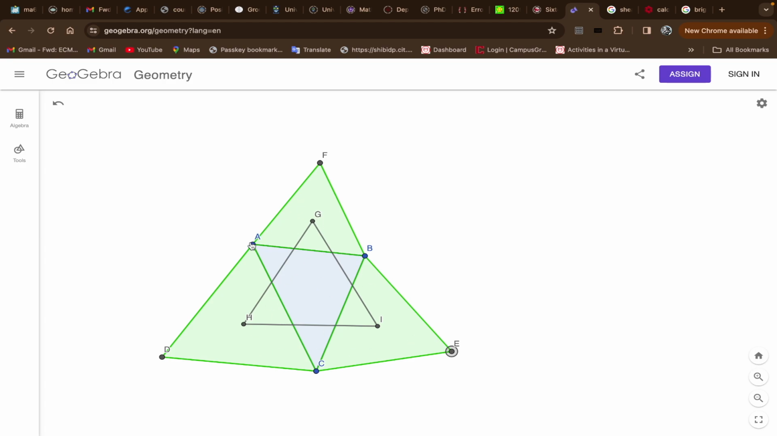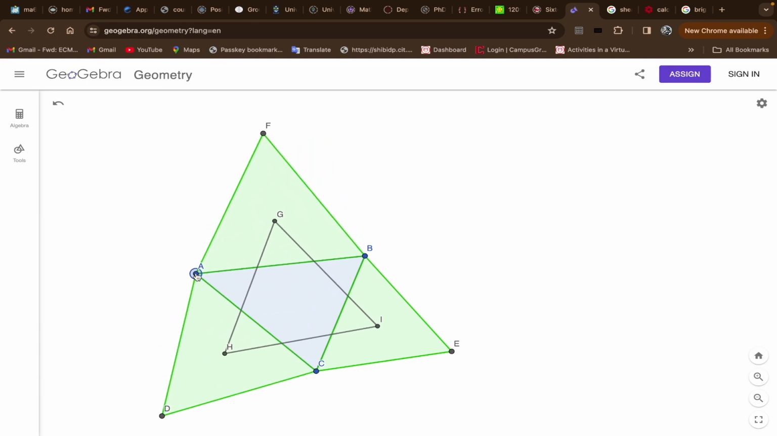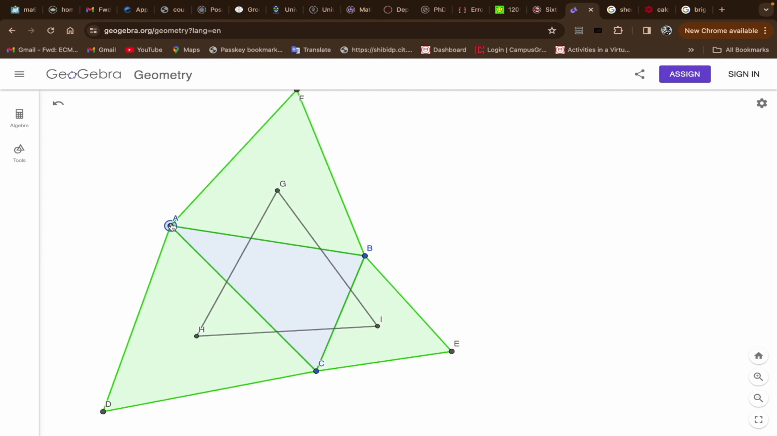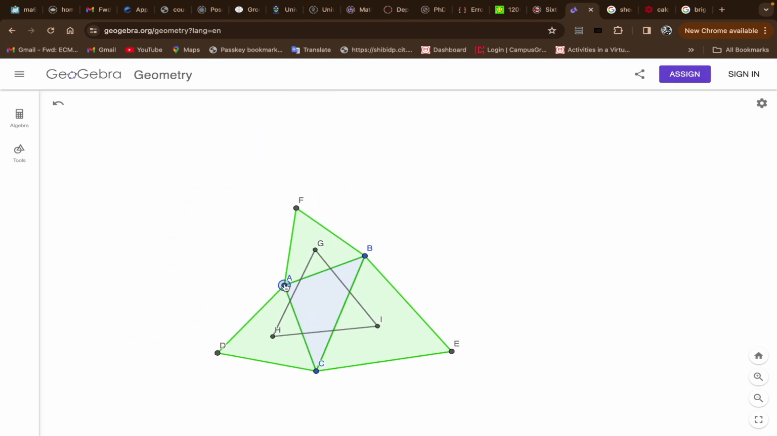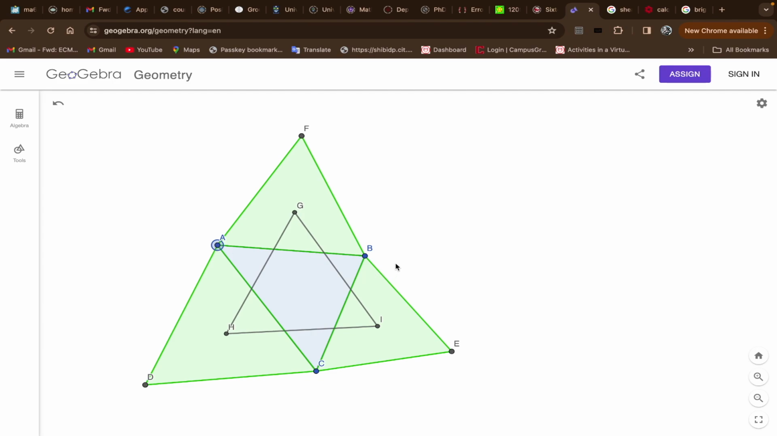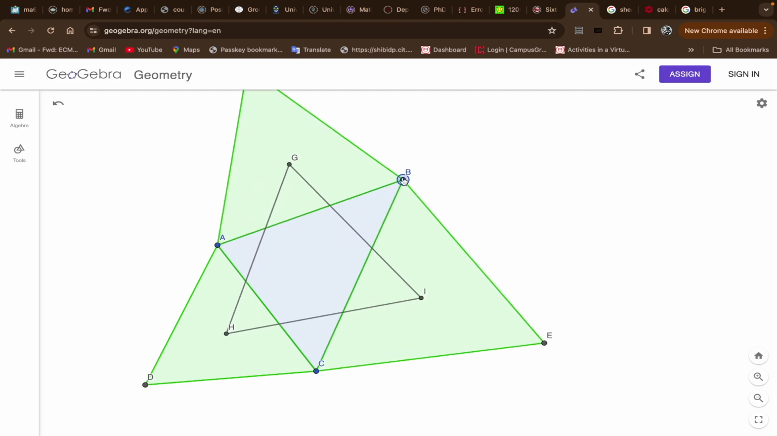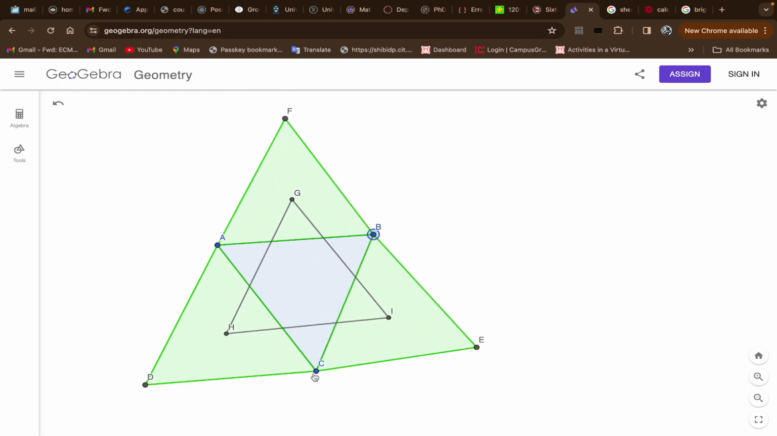So let's see, we're changing, but you see the distance between GH, HI and IG is the same. They're always equidistant from one another, no matter what I do to A. And let's play with B. Yes, see, nothing really is happening. They're all expanding and contracting by the same rates, which is quite fascinating.